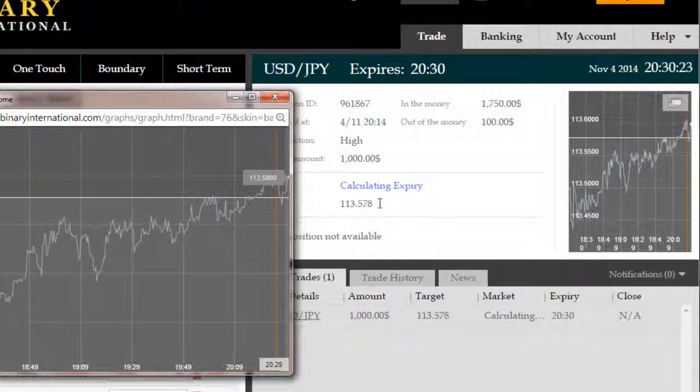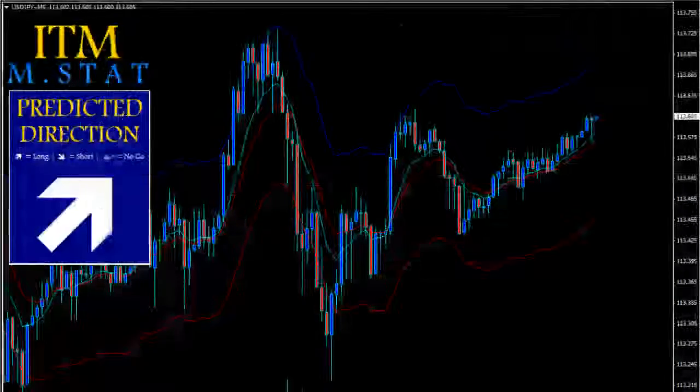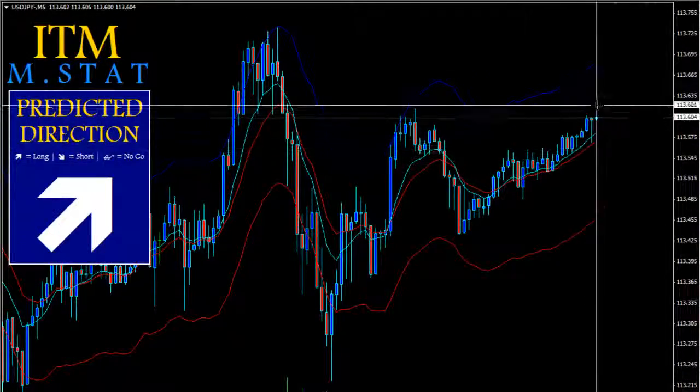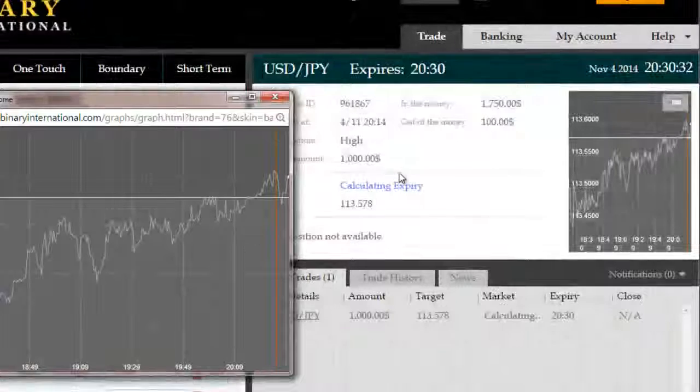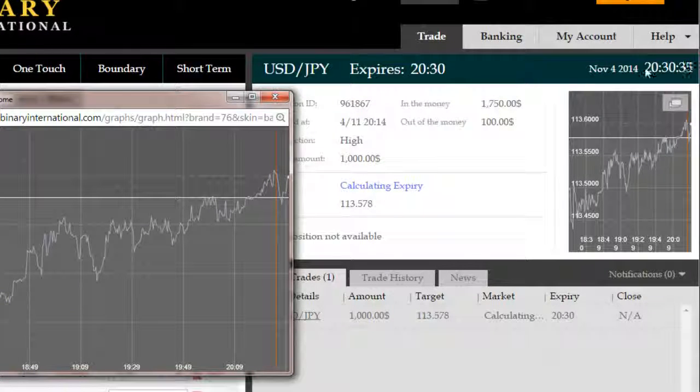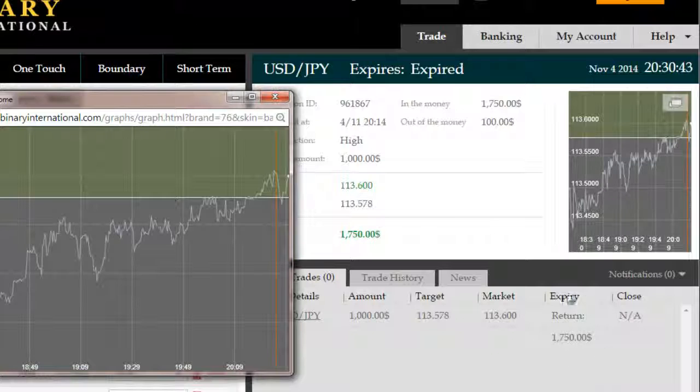So we're going to wait for expiry to complete here for the profits to be released, and once that does happen, we will shoot for another trade. Those are the rules of the system. Wait for the existing trade to complete, check for bounce off of middle EMAs, also check direction shown by ITM M.Stat. If everything is lined up, you are in a high probability scenario.